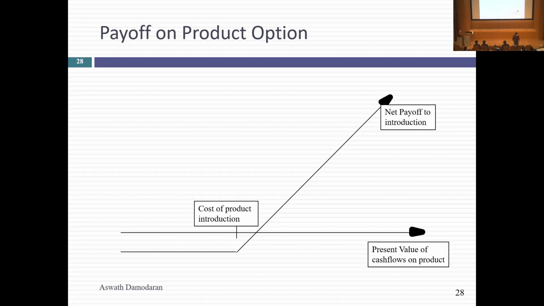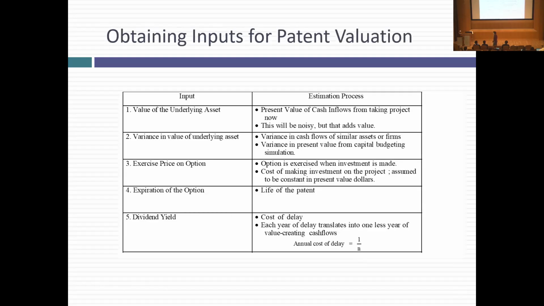Could you be disappointed? Absolutely. Like any other out of the money option, you could spend the money on R&D and say, I wish I hadn't done that. So when you think about a patent, the underlying asset here is the drug, the product, whatever you got the patent for. You will develop it only if the present value of the cash flows exceeds the cost of converting the patent into a product. And if not, you lose whatever you spent coming up with it.